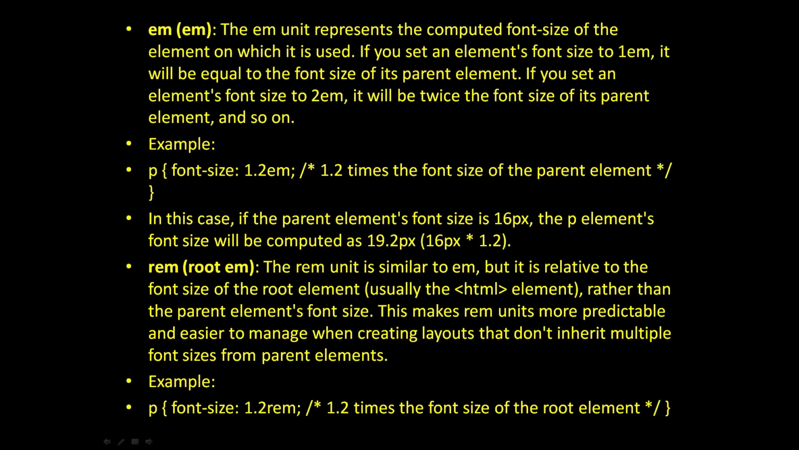Example, paragraph. It has a font size of 1.2 em. So now it will be 1.2 times the font size of the parent element. In case the parent element's font size is 16 pixels, the paragraph element's font size will be computed as 19.2 pixels. So it will be 16 pixels times 1.2, which is 19.2 pixels.